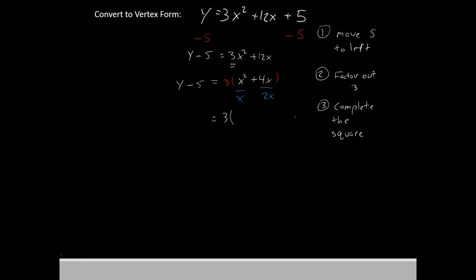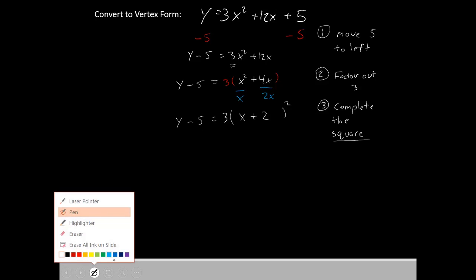We end up with 3 times something in parentheses. x squared over x gives us x to the first power. And 2x, when you divide it into 4x, will give you positive 2. And to complete the square, our final step is to place a square on top of the parentheses. And now we'll still have y minus 5 on the left.